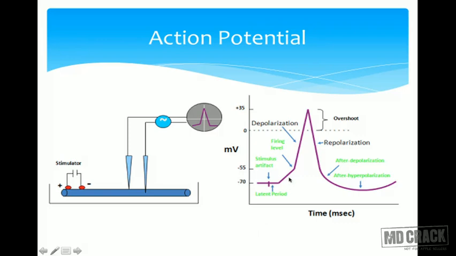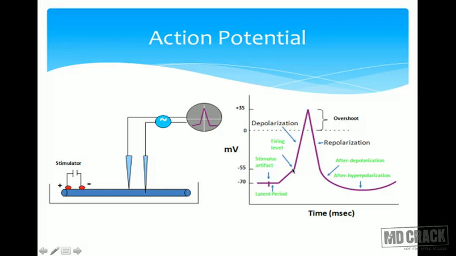And then what we see here is that the membrane potential will go from minus 70 to minus 55 millivolt. Now this slow change from minus 70 to minus 55 millivolt is because of the stimulus. The stimulus has taken the membrane potential from minus 70 to minus 55 millivolt. That means the membrane potential has become slightly positive. But then what happens? This we will call the firing level.